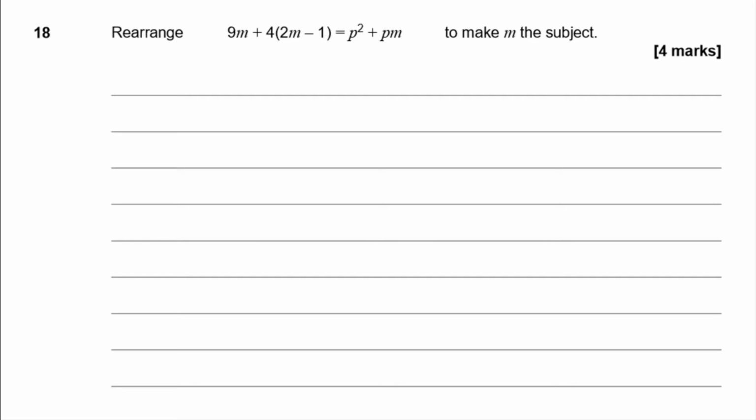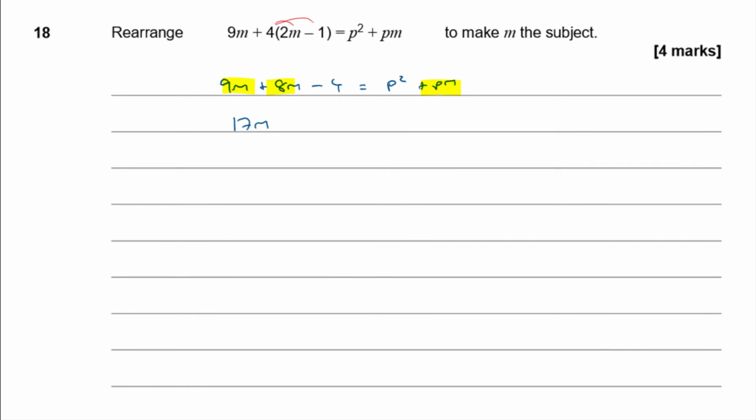Let's start off by multiplying out this bracket here. Okay, so 9m plus 4 lots of 2m is 8m, and 4 lots of minus 1 is minus 4, and that's equal to p squared plus pm. Okay, now we want to move everything with m in it over to one side. Well, first off, I've got two terms there and I've got another one there, haven't I? I can add the 9m and the 8m together. That just gives me 17m.